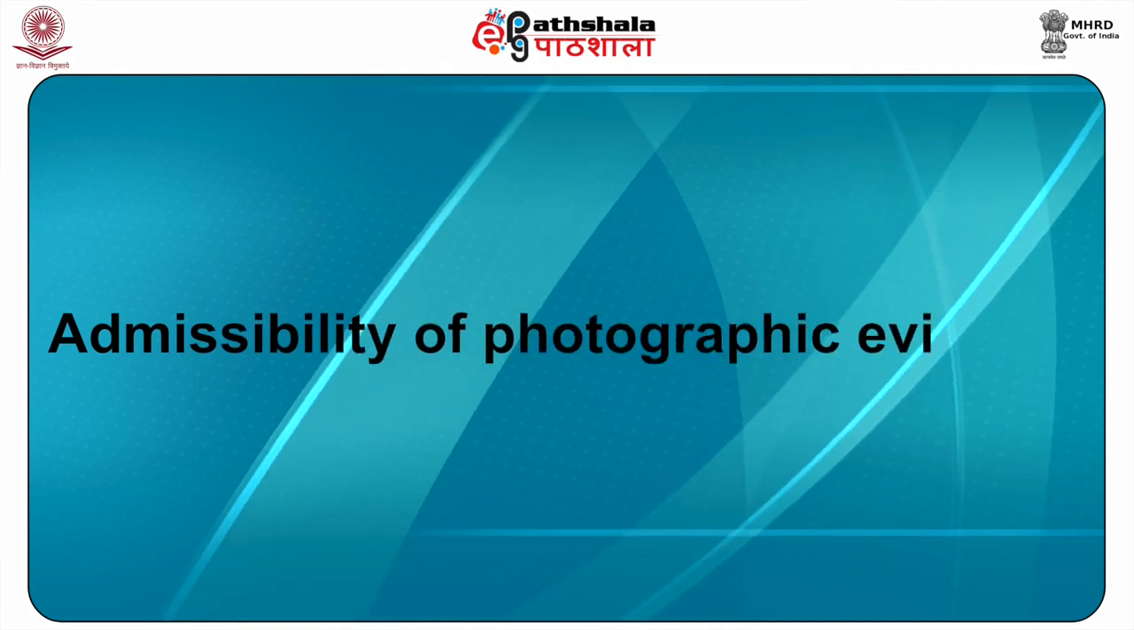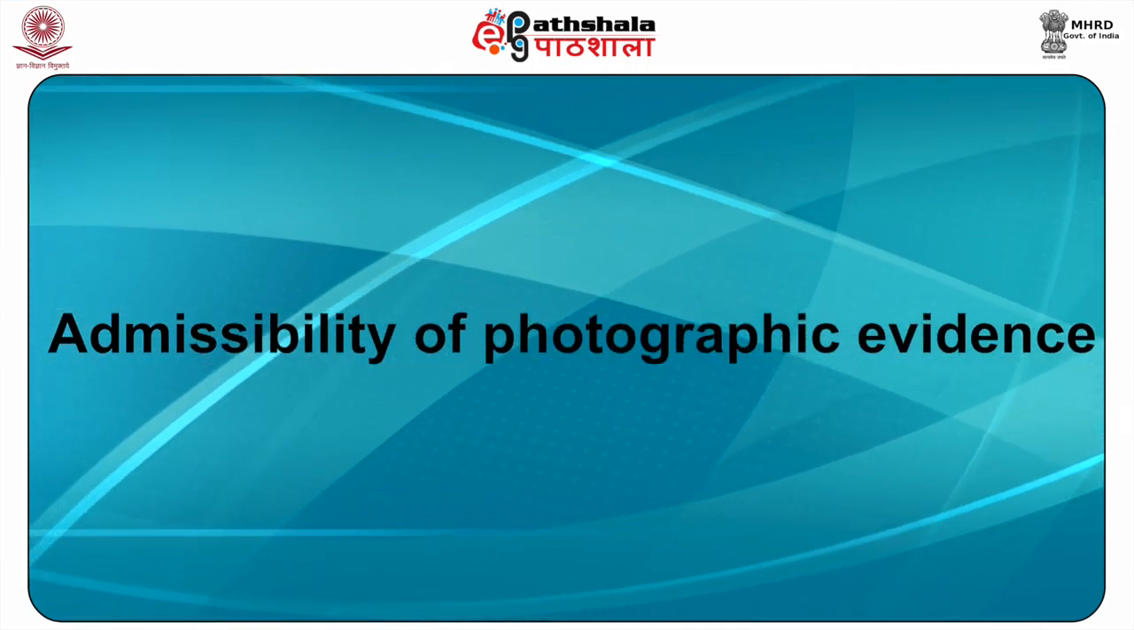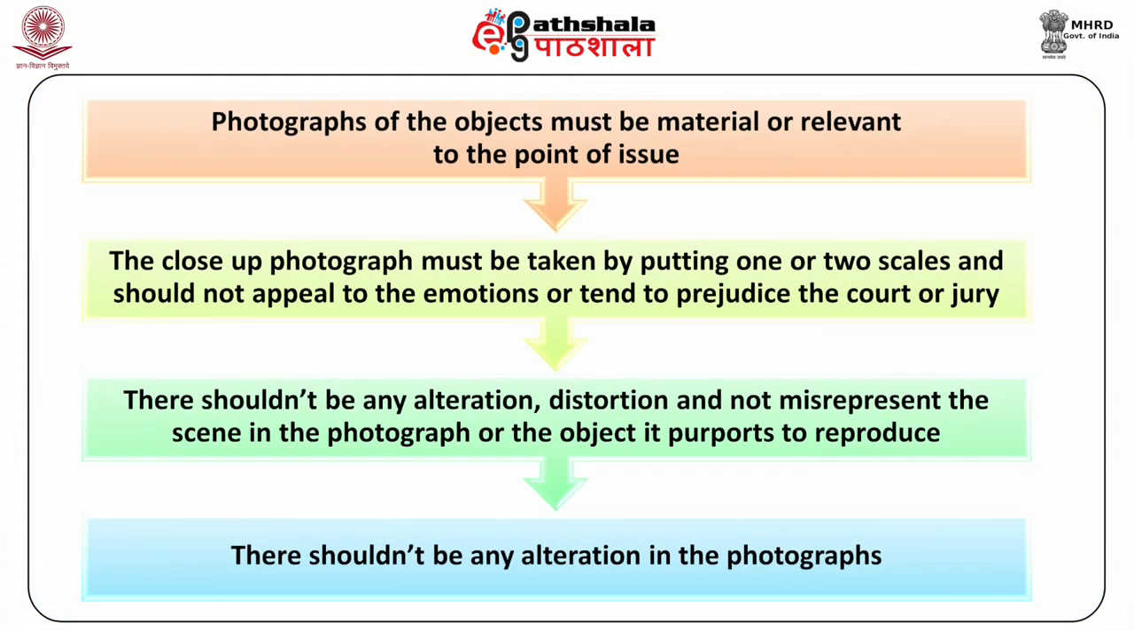Now, B. Admissibility of photographic evidence. The photographs must qualify the following major points to be admitted by the court of law. In this, the first point is that photographs of the objects must be material or relevant to the point at issue. Second, the close-up photograph must be taken by putting one or two scales and should not appeal to the emotion or tend to prejudice the court or jury. Third, there shouldn't be any adulteration or distortion, and it should not misrepresent the scene of the photograph or the object it purports to reproduce. Fourth, there shouldn't be any alteration in the photographs.